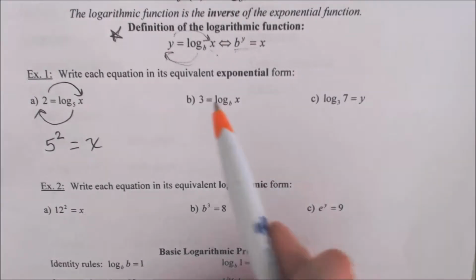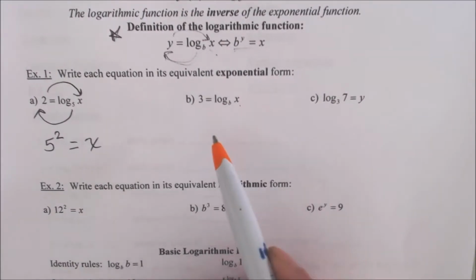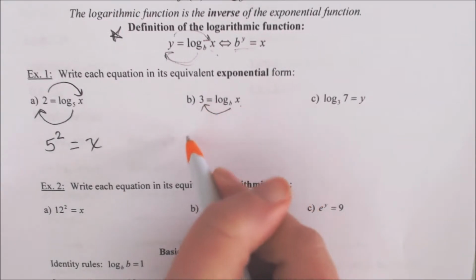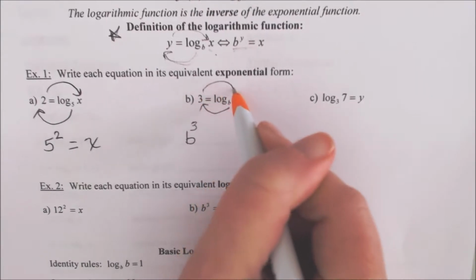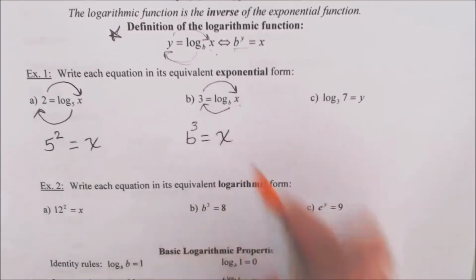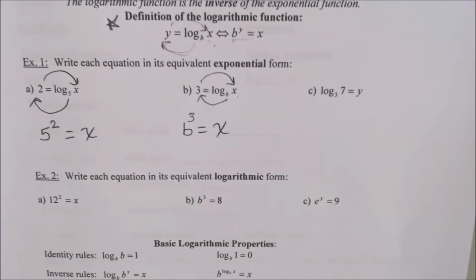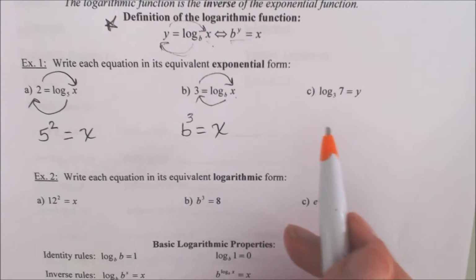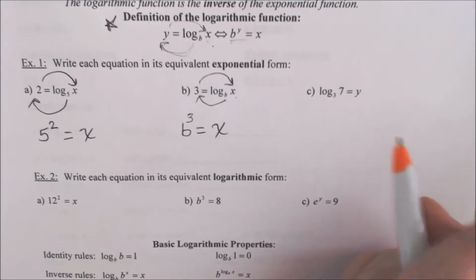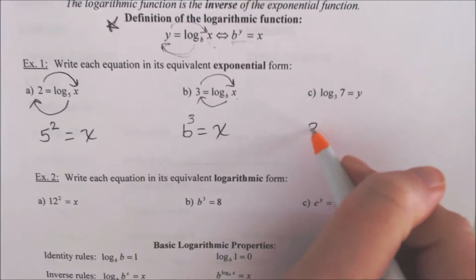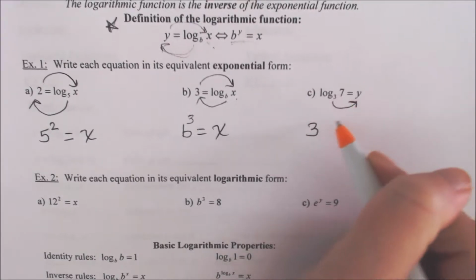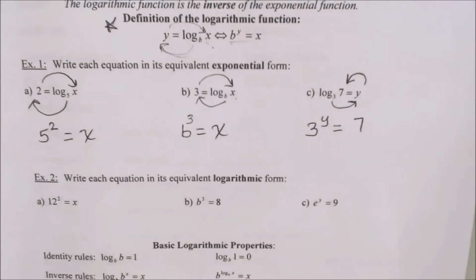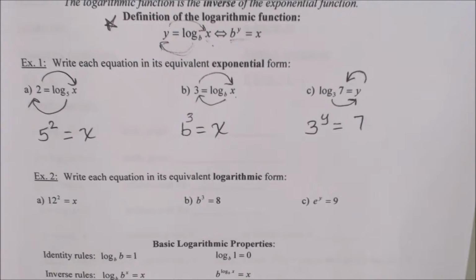Let's try another one. 3 equals log base b of x. Start with the base. So the base is b, right? So we're going to go b to the other side. So b to the third power equals what's inside the log, equals x. So b to the third equals x. The last one, they've written the log on the left side instead of the right side. It's the same thing. Don't let that throw you. We're still going to start with the base. What's the base here? The base is 3. We're going to raise it to the other side. So 3 to the y power equals what's inside the log? 7. So 3 to the y equals 7.